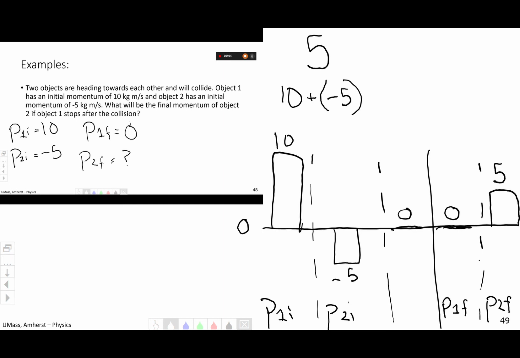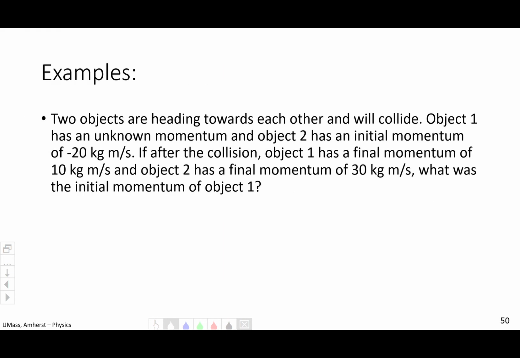Okay, one more. Two objects are heading towards each other and will collide. Object 1 has an unknown momentum, and object 2 has an initial momentum of negative 20. If, after the collision, object 1 has a final momentum of 10, and object 2 has a final momentum of 30, what was the initial momentum of object 1? So what this is going to show is that we can actually work in any direction with these.